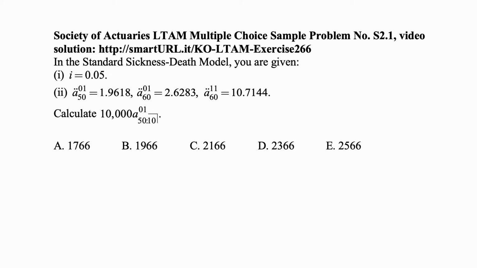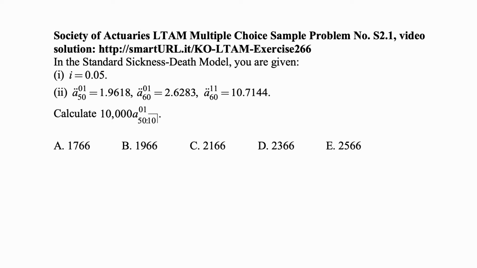Here's a problem for today for exam LTAM. In the standard sickness death model, you are given: one, the interest rate is 5%, which is the interest rate in the standard ultimate life table used on exam LTAM; and two, ä_50^{01} is 1.9618, which means that this is an annuity paid while this 50-year-old is in state 1 anytime in the future, and this 50-year-old starts in state 0. ä_60^{01} is 2.6283, the same meaning as before, but for a 60-year-old.